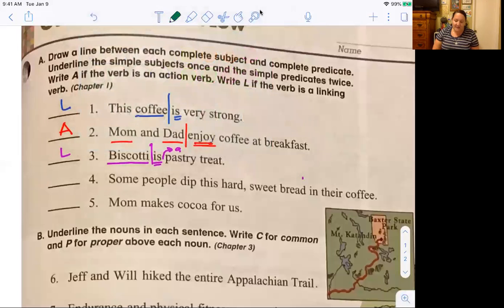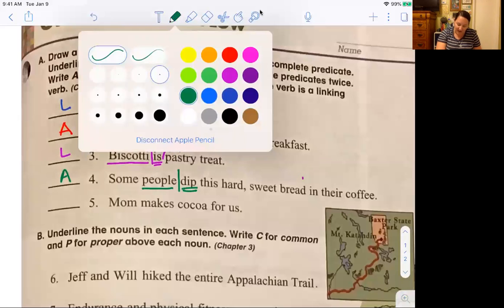Number 4. Some people dip this hard, sweet bread in their coffee. Where's that line going to go? Don't get confused about the length of the sentence. The vertical line always goes in front of your verb, in front of your predicate. Between people and dip. So what's my predicate? Dip. The simple predicate is dip. Who or what dip? People dip. Good. Is dip an action or a linking verb? It's an action. Okay, do number 5 and then check with mine.